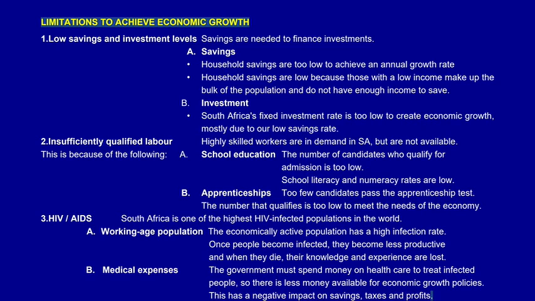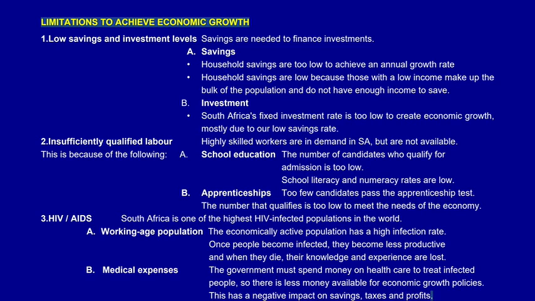Number two, insufficiently qualified labor. Highly skilled workers are in demand in South Africa but are not available. And the reason for this is twofold. First one, school education. The number of candidates who qualify for admission is too low. And the second point is school literacy and numeracy rates are low. Then the other reason for the insufficiently qualified labor is the apprenticeships. Too few candidates pass the apprenticeship test, so the number that qualifies is too low to meet the needs of the economy.